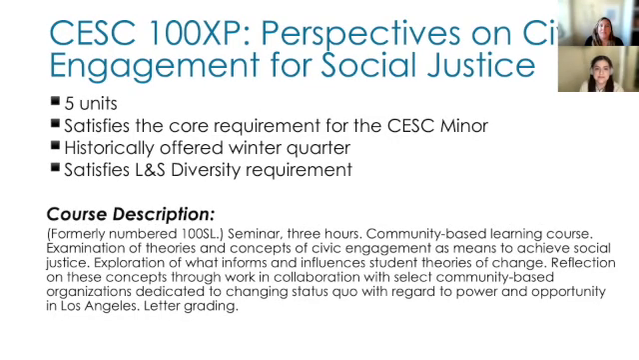So now let's talk about CESC 100 XP, and that is Perspectives on Civic Engagement for Social Justice. This is another course that you can use to complete the core requirement. It's also 5 units. It's historically offered in the winter quarter. So oftentimes you have students that maybe have completed those other GE requirements that 50 XP completes, and maybe you're somebody who wants to start looking at more upper division and looking at community engagement on a more macro level, this is a great option. And it also does satisfy an LNS diversity requirement, which is great.